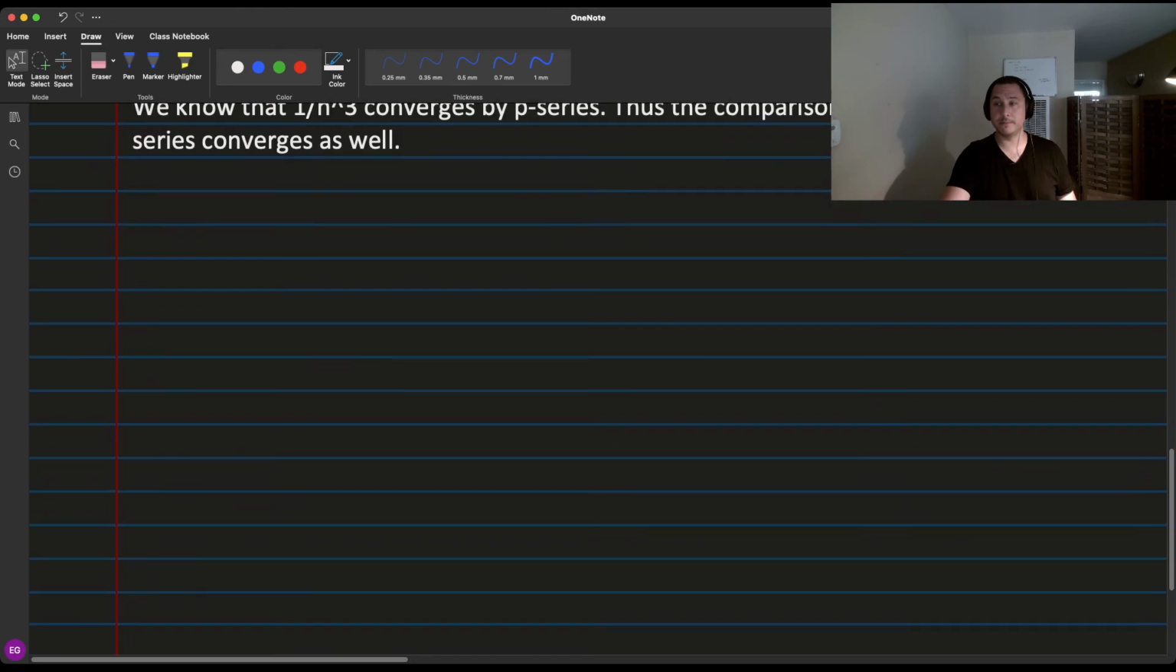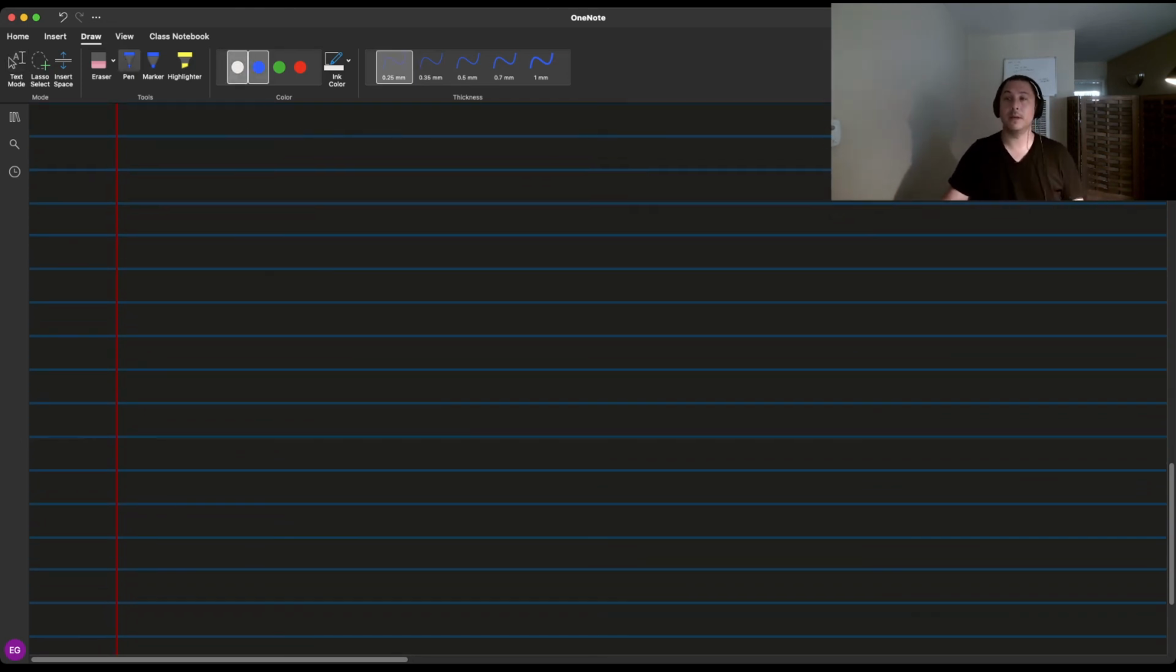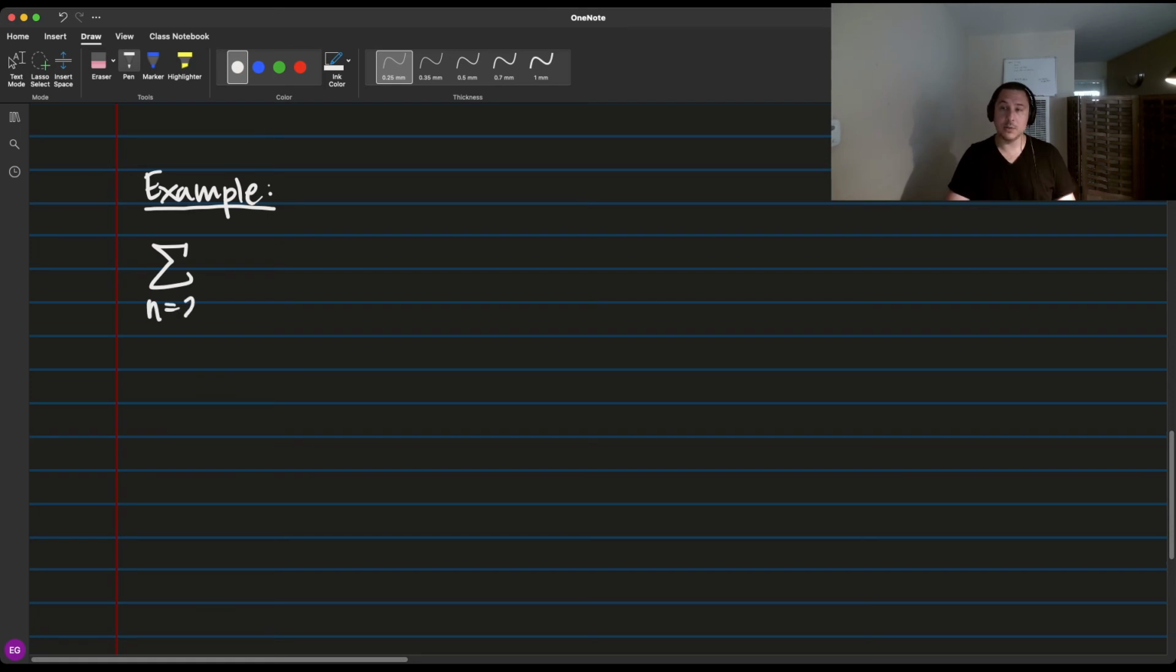Let's do another example. We are going to check to see if this series converges or diverges. The sum where n equals 2 to infinity of 1 over natural log of n. Okay, so sometimes this can be a little difficult.